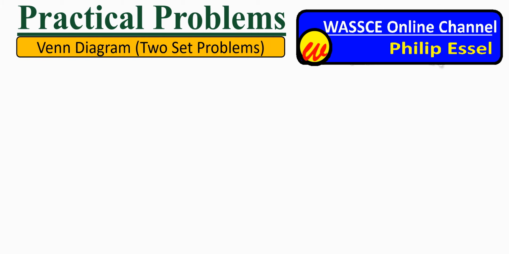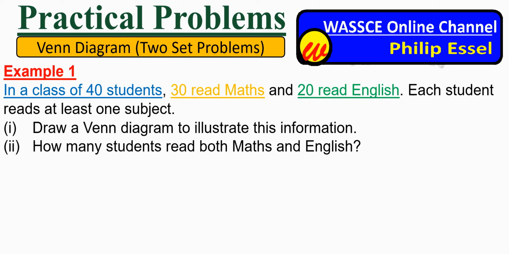So let's start by looking at how we can use the Venn diagram to solve two set problems. Let's look at our first problem. And I'll read the problem. In a class of 40 students, 30 read maths and 20 read English. Each student reads at least one subject. Draw a Venn diagram to illustrate this information. How many students read both maths and English? So that's the problem.